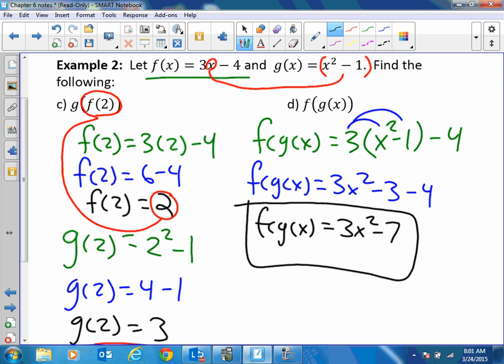Okay. So that's how you do composition functions. F of g of x, something you have to be able to do. Basically, the inside function, the g of x, you're going to plug into the x in the other equation. Okay, and rewrite it that way.